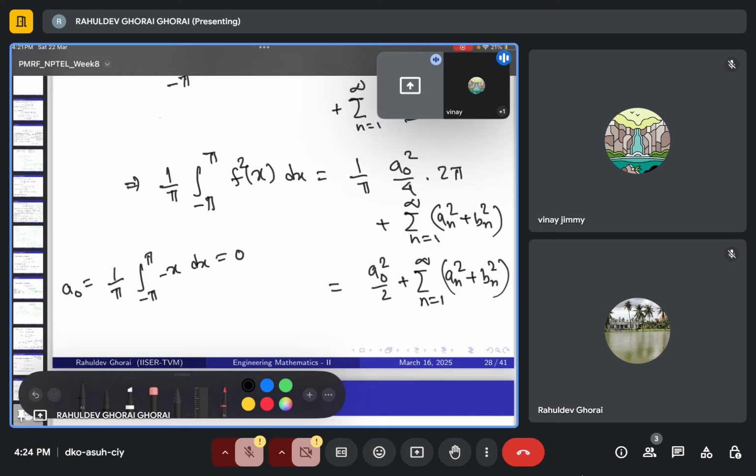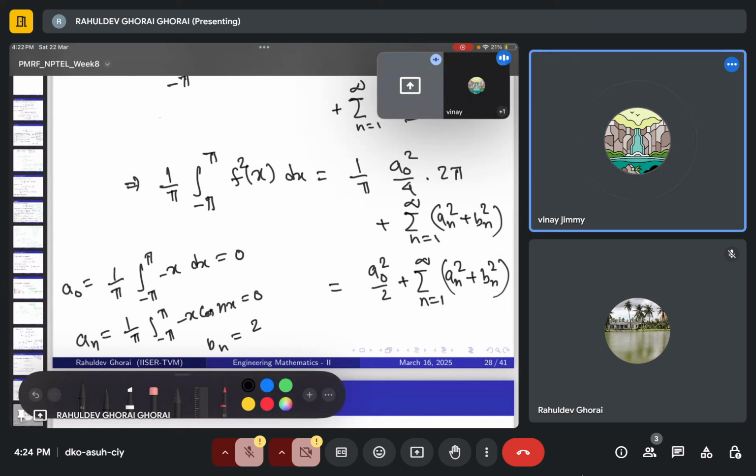And what about a n? A n also you will see it will be 1 over pi, integral from minus pi to pi of minus x cos nx, that will be 0. Similarly, b n it will be minus x sin nx.